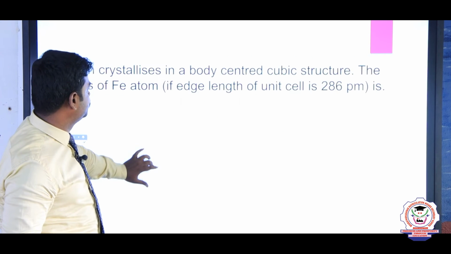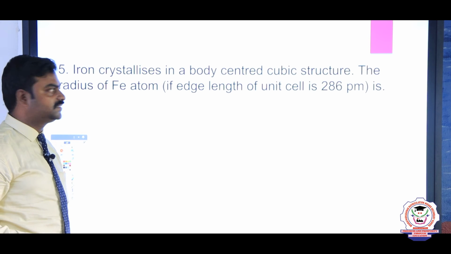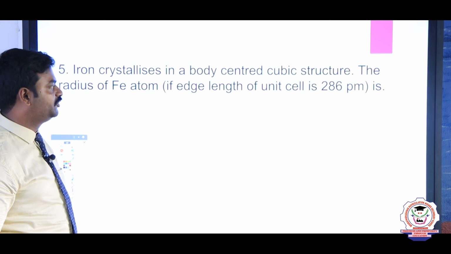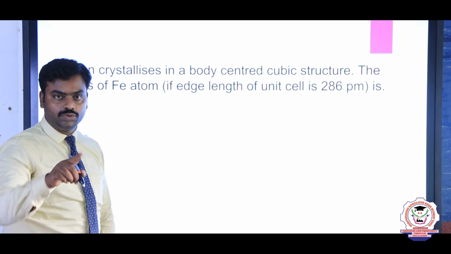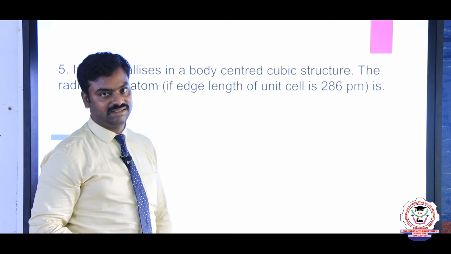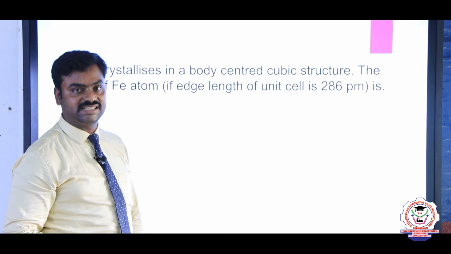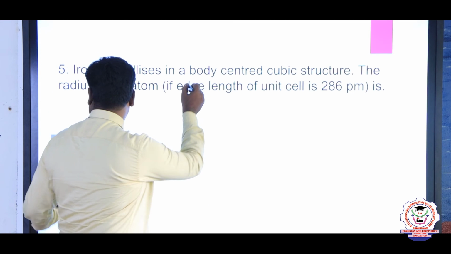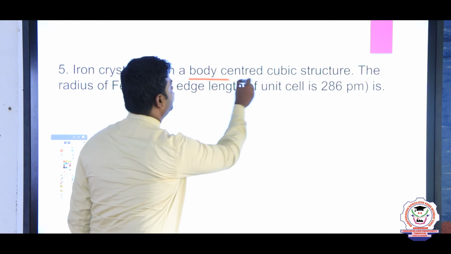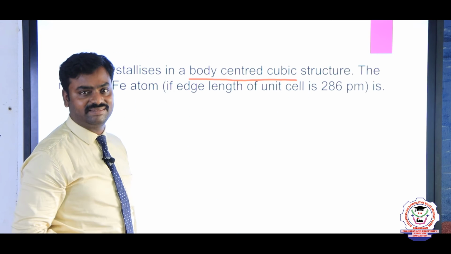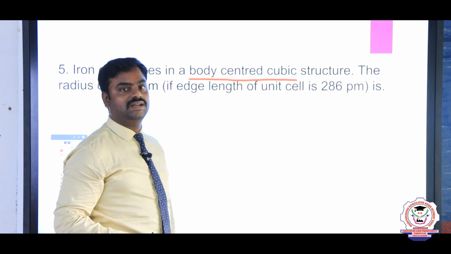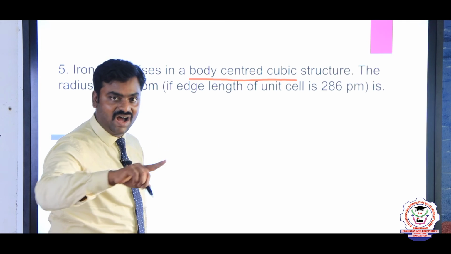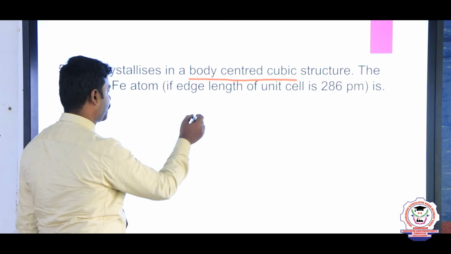The fifth problem: iron crystallizes in body centered cubic structure. The radius of iron atom, if the edge length of the unit cell is 286 picometer, is. So, they are asking us to find out the radius value. See, here it is clearly given that iron atoms are arranged in a BCC unit cell. So in the BCC unit cell, the R and A relationship, in our last video, we have discussed it.